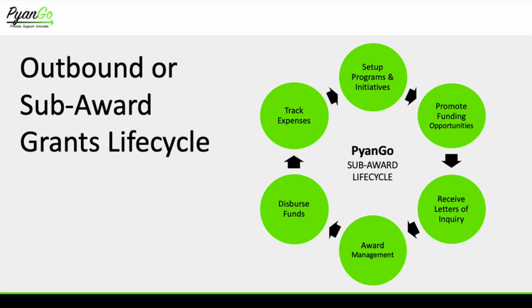You can fund opportunities and publish those. You can receive applications for those grants, and then you can rank those particular grants. And then finally, you can maintain each sub-award, and within that, all of the disbursements and expenses that they have generated against your particular sub-award.